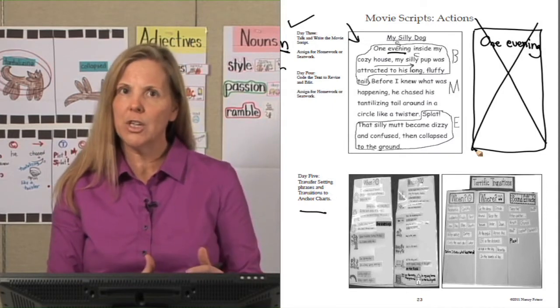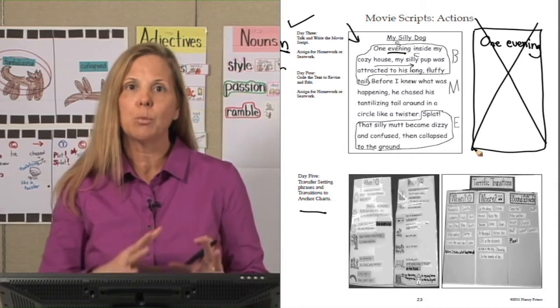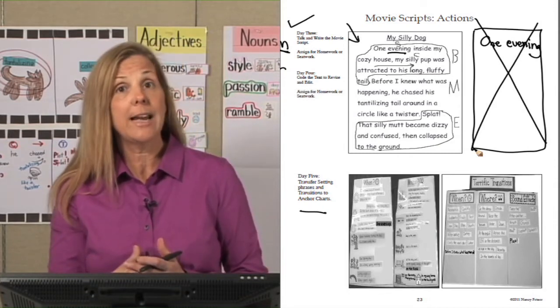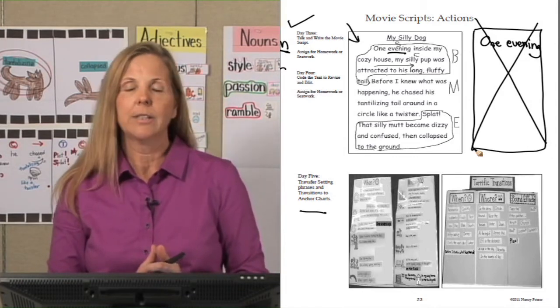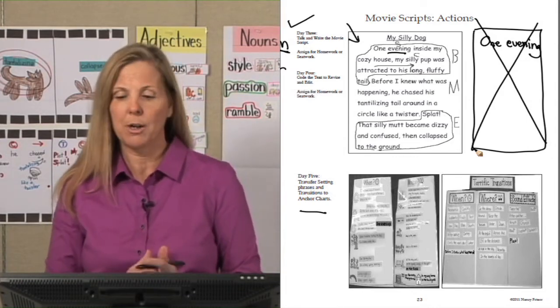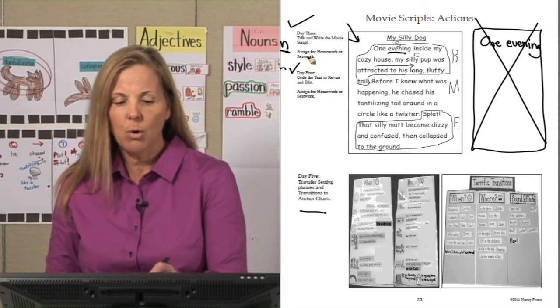Remember, after the first time you do a movie script, the second, third, and fourth time, the students and you together will be filling one out. And then after that, once you have the fifth movie and on, students will have that assigned as independent seat work or homework. After they have written this out, let's go to day 4.